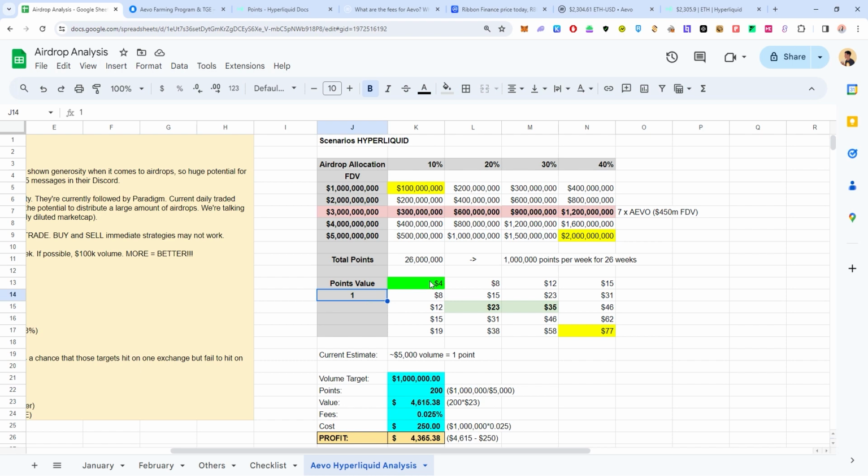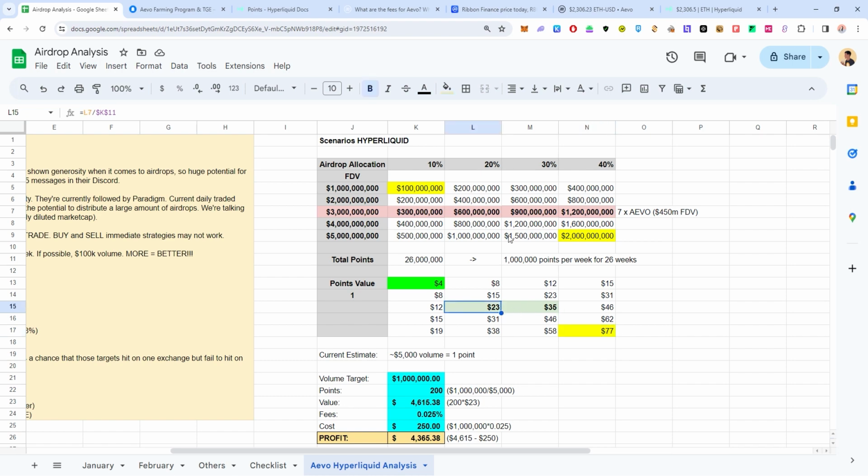In the worst case scenario, 1 point would be worth $4, which I think is very, very unlikely, like a 1% chance that this will happen. And the best case scenario is $77 per point, which again is also very unlikely. So we talk about the most likely scenario, which is in the center.